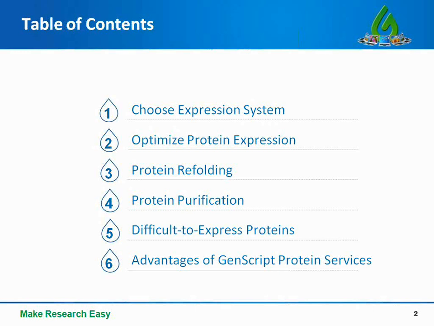The second one is how to optimize your protein expression. In this section, I will go through the parameters to optimize and the services available, as well as a case study on protein expression optimization. It's followed by protein refolding and protein purification, in which I will talk about the challenges and corresponding solutions on protein refolding and purification. After that, I will share a few case studies on difficult-to-express proteins. In the end, I will go through our most popular protein services and how GeneScript stands out from our competitors.